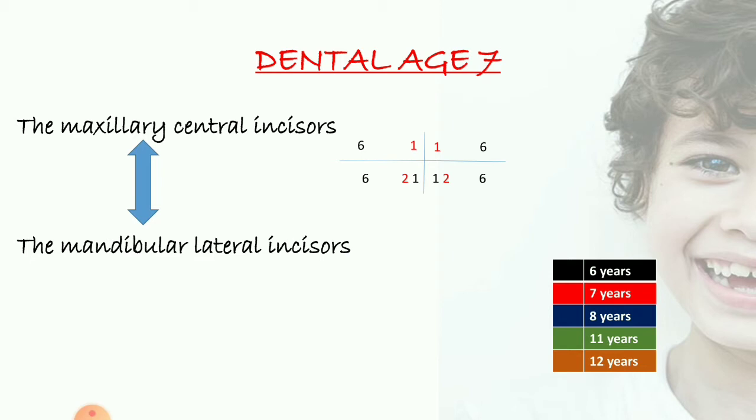The color chart displayed below is just for reference, for easy understanding. Whichever numbers are colored in black are the tooth numbers which erupt at the age of 6 years, whereas the tooth numbers colored in red are those which erupt at the age of 7 years, just to make understanding easier. So now what we have is the maxillary and mandibular first molar and mandibular central incisors in the oral cavity at the age of 6 years, whereas at the age of 7 years we have maxillary central incisors and mandibular lateral incisors.